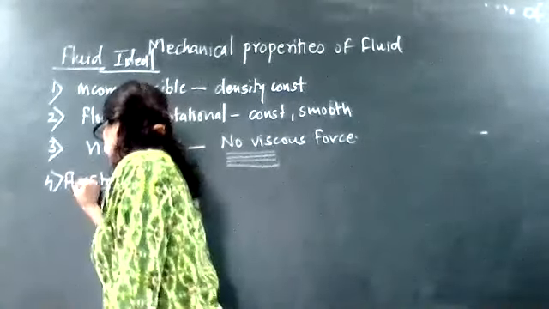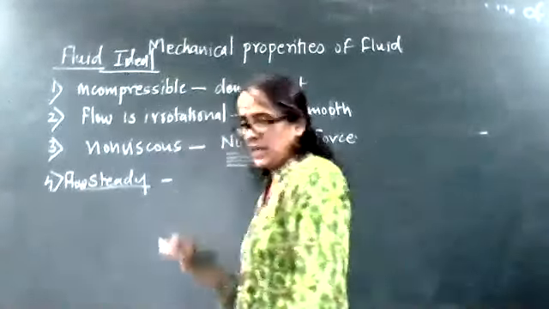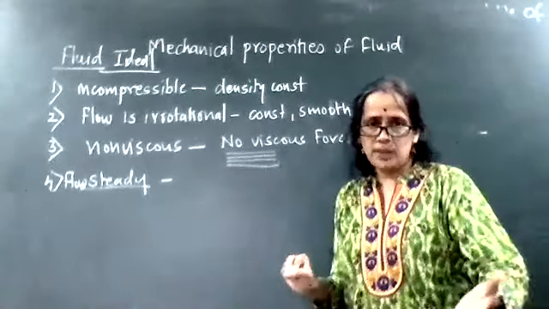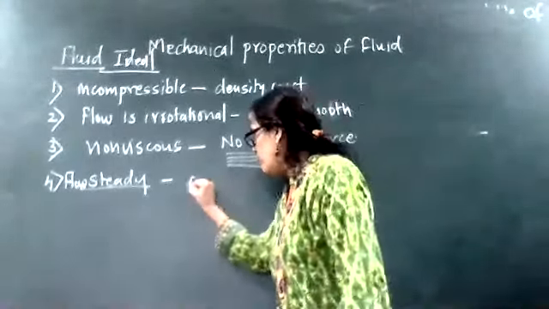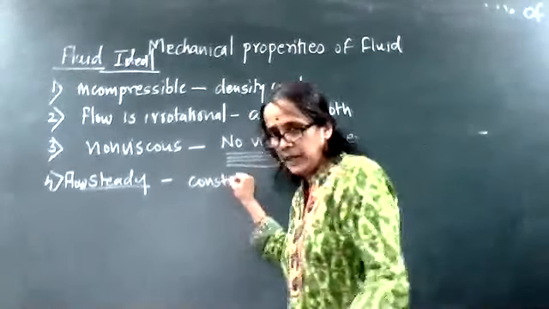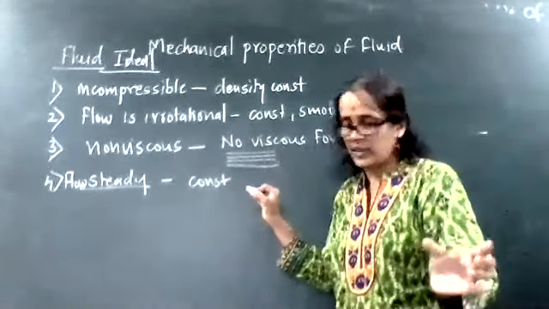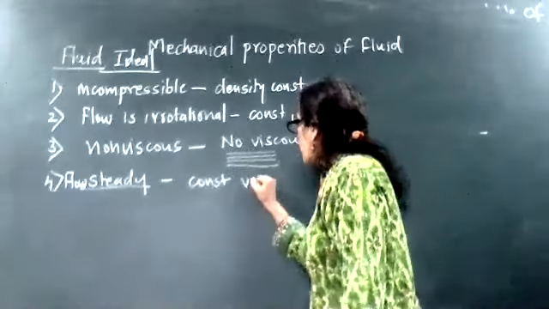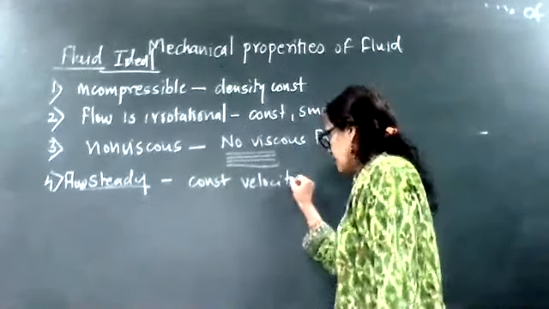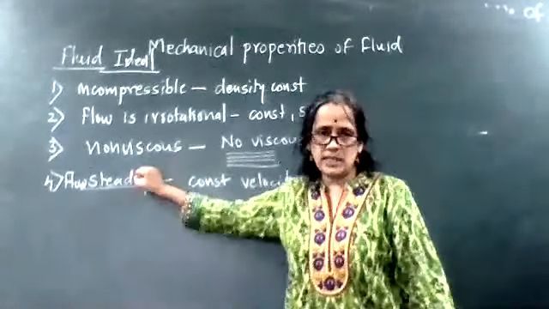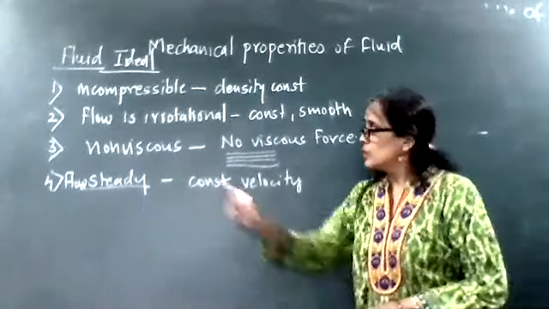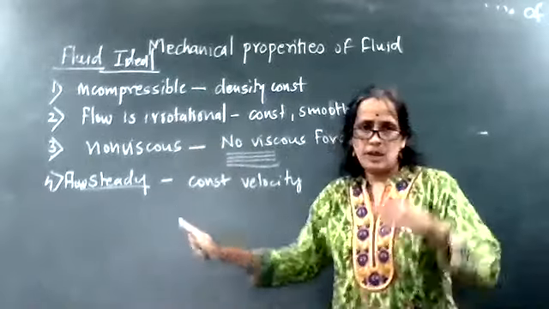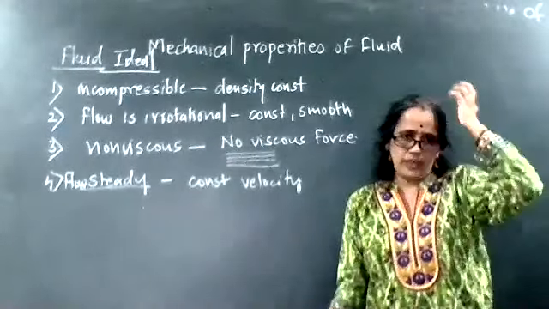Flow is steady. Flow is steady means, as in the example I just gave, whenever I pour honey, the honey moves over a particular surface with a constant velocity. At that time I can say that the flow of honey is steady. So these are called the properties of an ideal fluid.